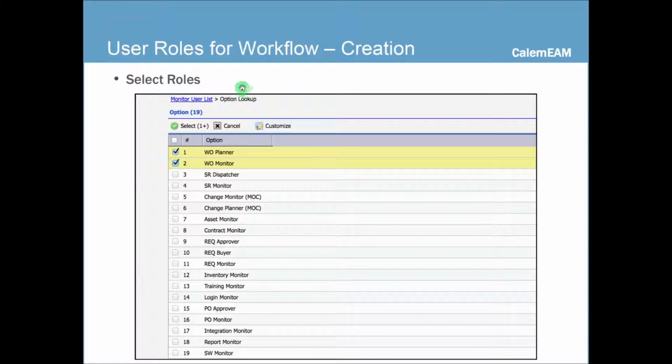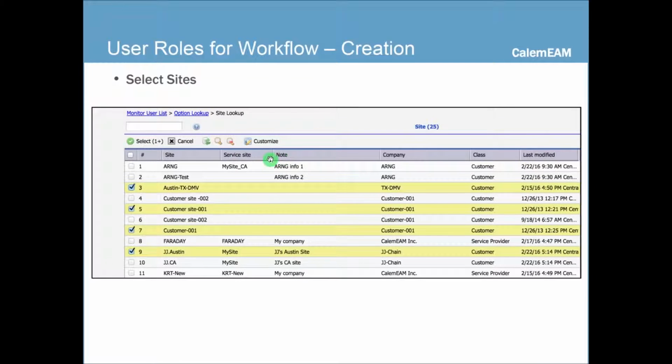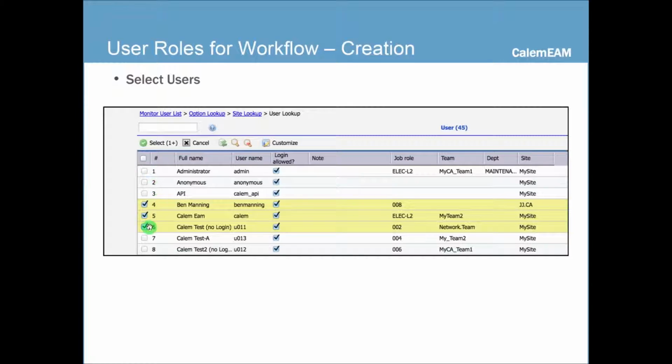To create user roles for workflow, you pick the roles. You can pick multiple roles you want to assign when you create user roles for workflow notification. So you can check multiple roles here. Then you check multiple sites to assign the roles to. And then you can pick multiple users to act as the roles defined, for the sites selected.